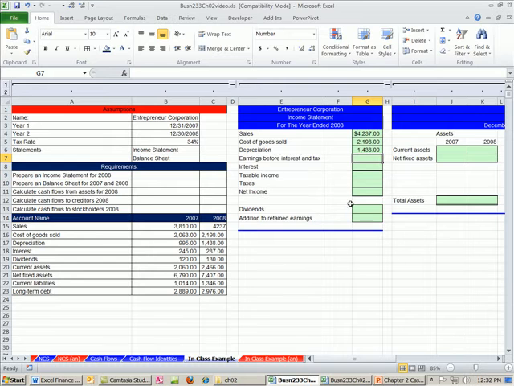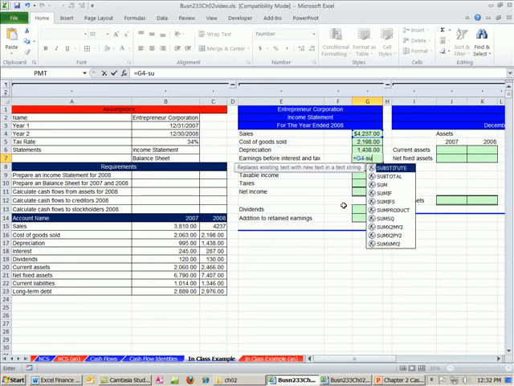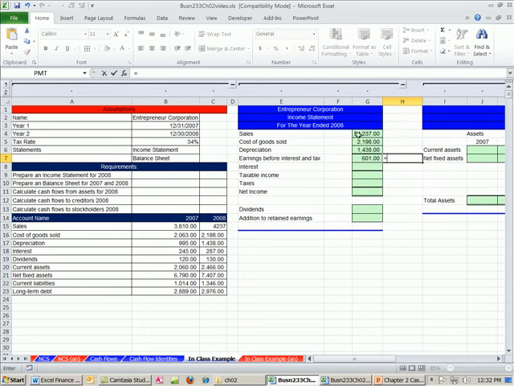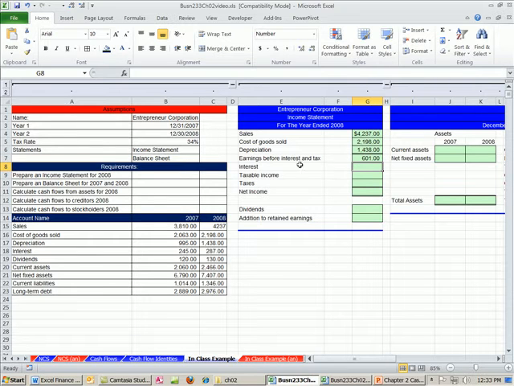Now we can calculate our EBIT, earnings before interest and tax, equals the sales minus the sum of these two. Now you can do a different formula if you want, equals this minus this minus this. That's OK too. All right, there's EBIT. Interest, well, that's given. Interest, and this is for 2008, right? So 287.